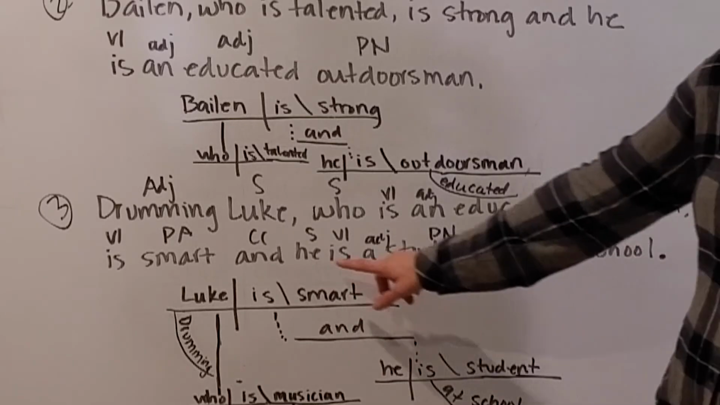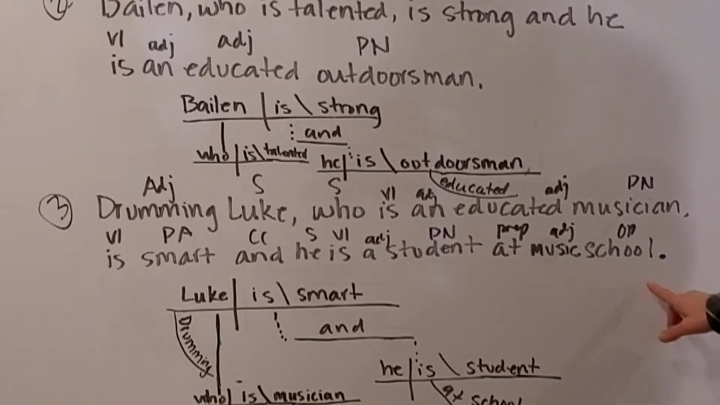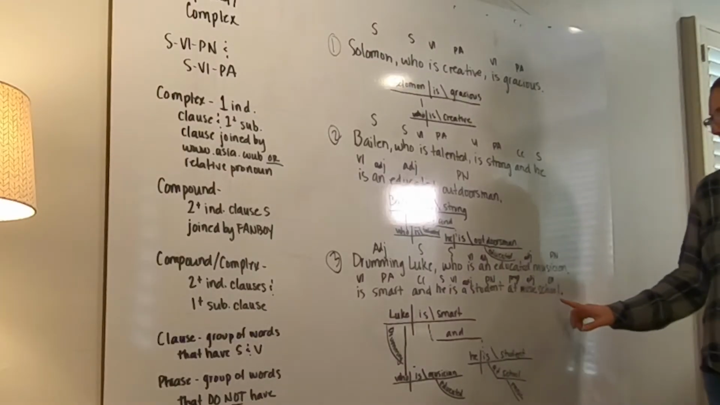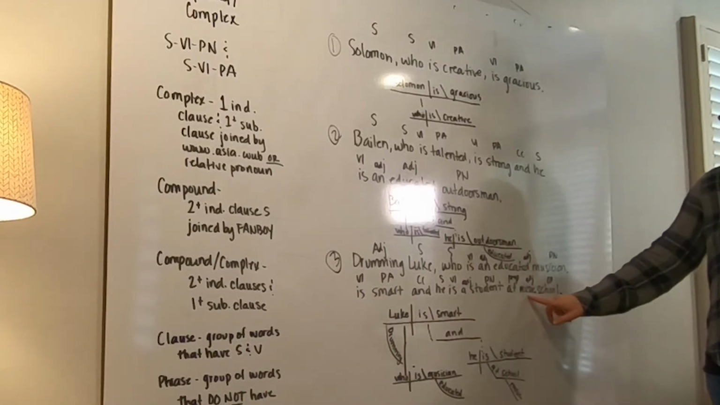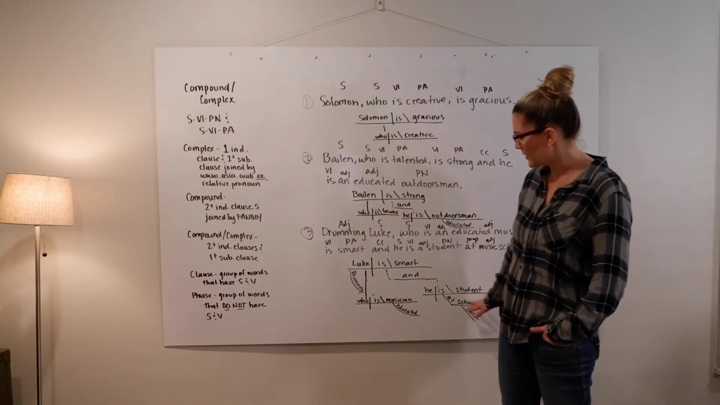He is a student, another subject, verb, linking, predicate nominative sentence pattern, at music school. So at, we know, is a preposition. School is my object of the preposition. Music is an adjective describing school. So this is what it would look like diagrammed.